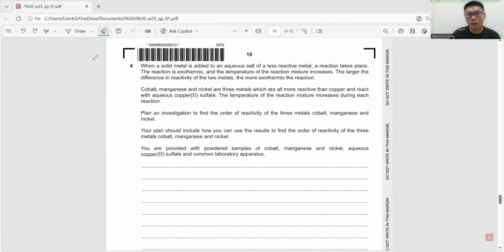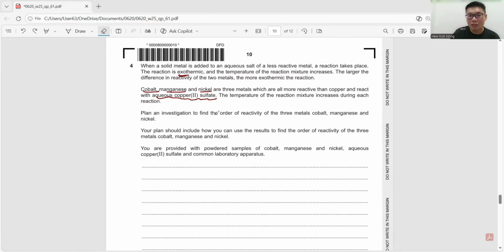Last is an experiment question that says when a solid metal is added to an aqueous salt of a less reactive metal, a reaction takes place, which is displacement. The reaction is exothermic, meaning it releases heat, and the temperature of the reaction mixture increases. The larger the difference in reactivity of 2 metals, the more exothermic the reaction. They say you have cobalt, manganese, nickel, 3 metals that are more reactive than copper, reacting with aqueous copper sulfate. So all these 3 will have a displacement reaction. The temperature of the reaction mixture increases during each reaction.